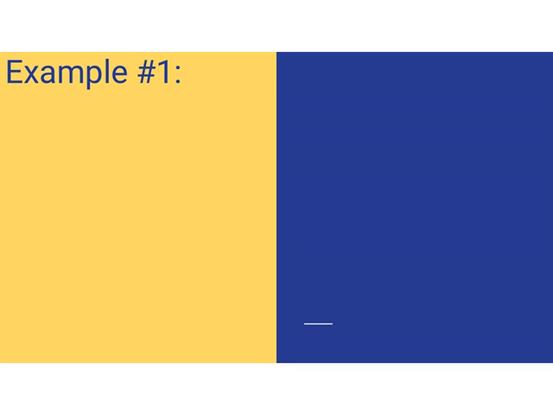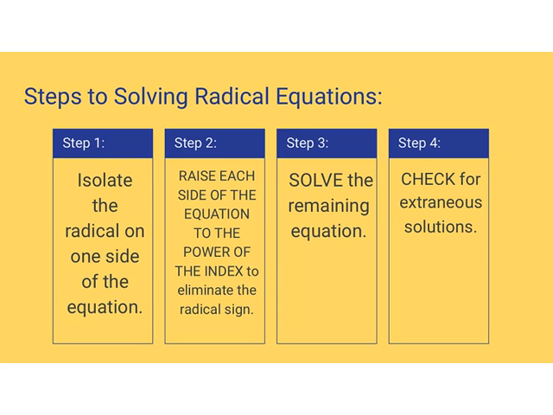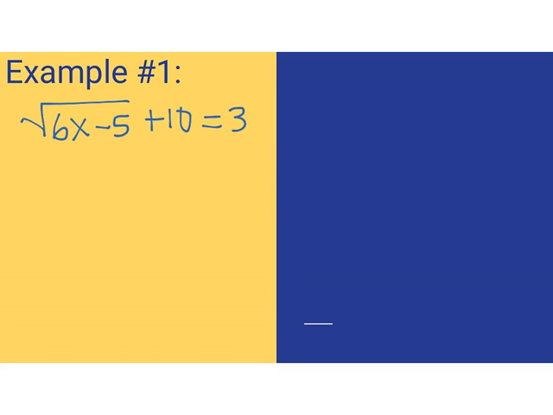So for our first example, it should be a radical. Your example is going to be the square root of 6x minus 5, and then outside of that radical is going to be plus 10, and then equals 3. So what we do here, our first step again, we're going to isolate the radical to one side of the equation. We want to make sure that just this portion right here is by itself, so that we can take the square root. So let me show you how to do that.